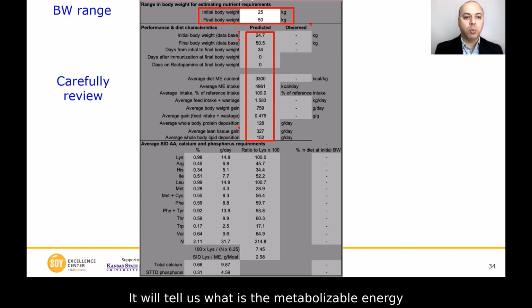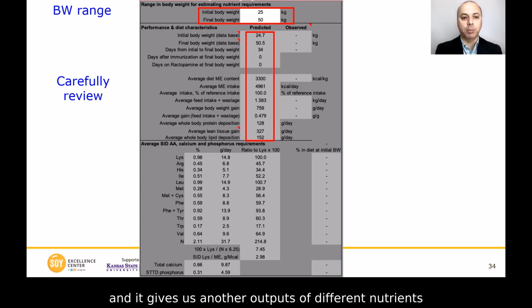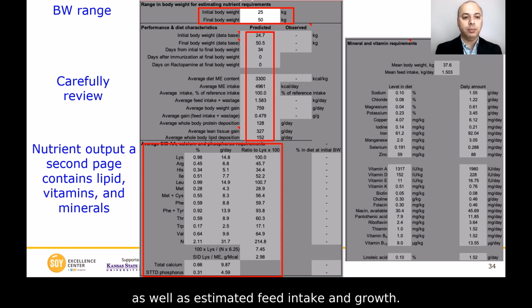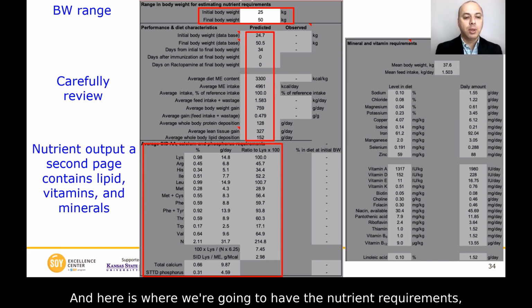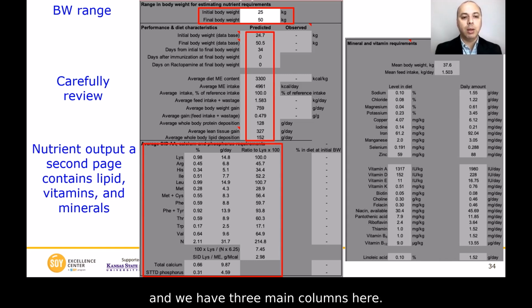It will tell us the metabolizable energy value of the feed. That's the number that we inputted, and it gives us other outputs of different nutrients, as well as estimated feed intake and growth. The next section is the nutrient output, and here's where we're going to have the nutrient requirements, and we have three main columns here.